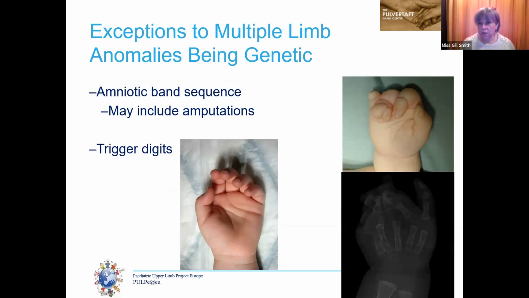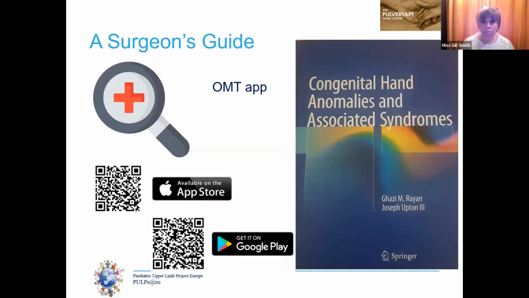So what are the exceptions to multiple limbs being genetic in origin? Well, probably the main things are amniotic band sequence, which of course may involve amputations in all 4 limbs. So you can have 1 to 4 limbs involved, you can have multiple amputations. And the other thing is trigger digits. And we all know that trigger thumbs you quite often see bilaterally. But most other things have got a genetic origin. And there's even a little bit of a query about trigger digits, because of course, is there a genetic predisposition upon which the developmental aspect comes into play? Because we certainly see an increased risk in brothers and sisters of those that have trigger digits.